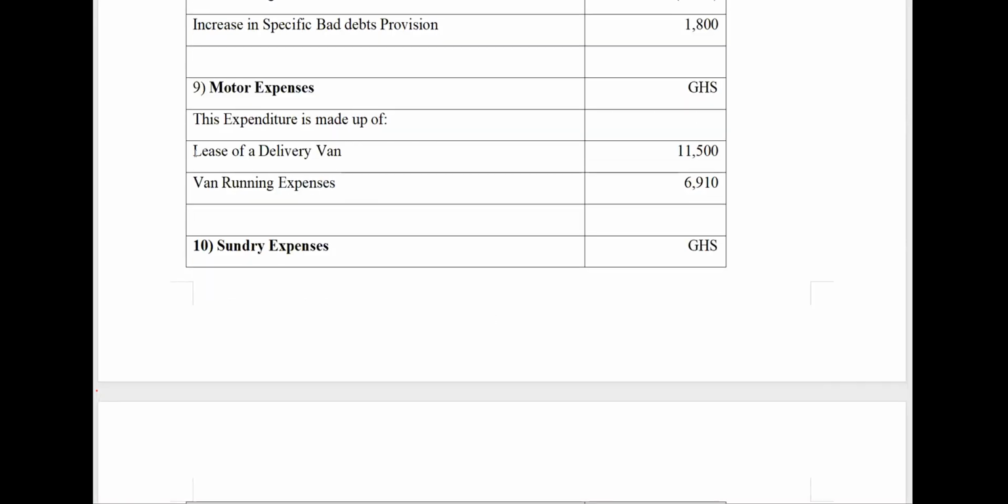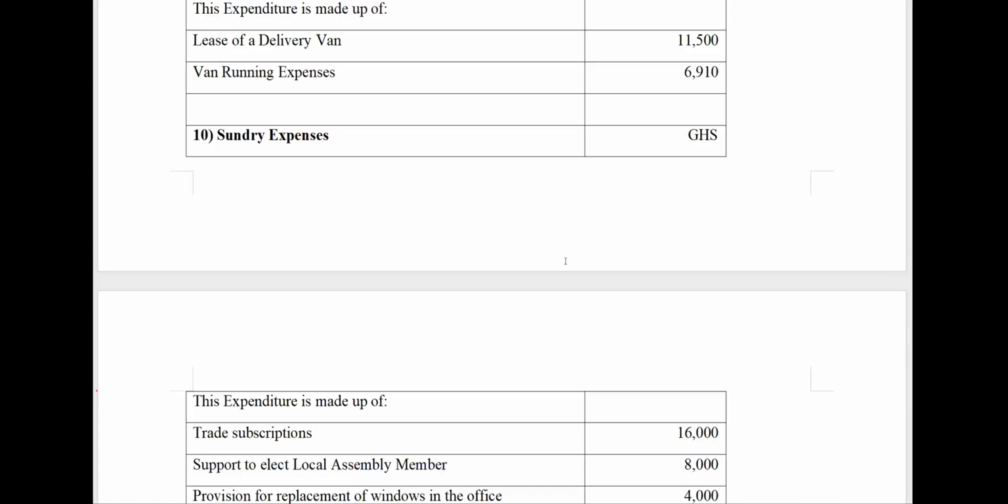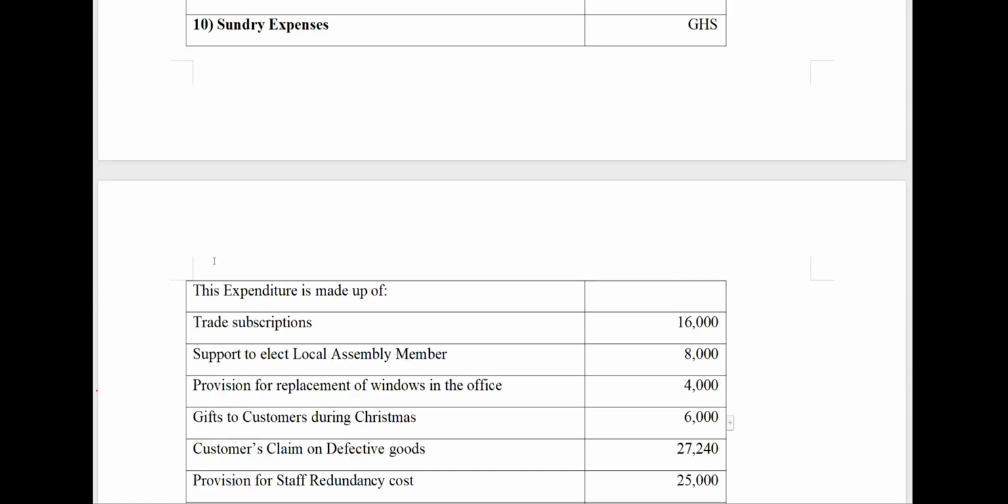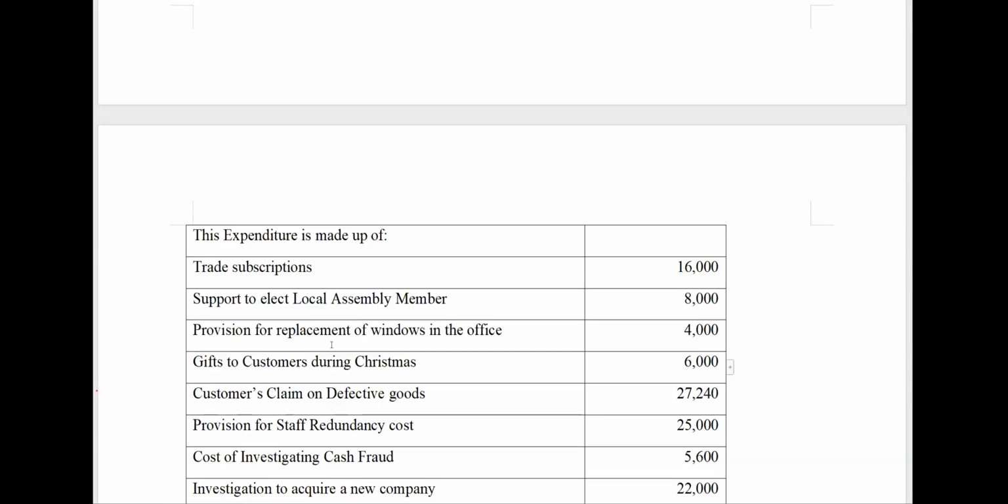Motor expenses, lease of a delivery van, van running expenses. See? Sundry expenses, we have trade subscriptions, support to elect local assembly member. It's a donation. Is it a worthwhile cost? No. Provision for replacement of windows in the office. Repairs and improvement, right? But this one is small amount. Allow. We can allow it.